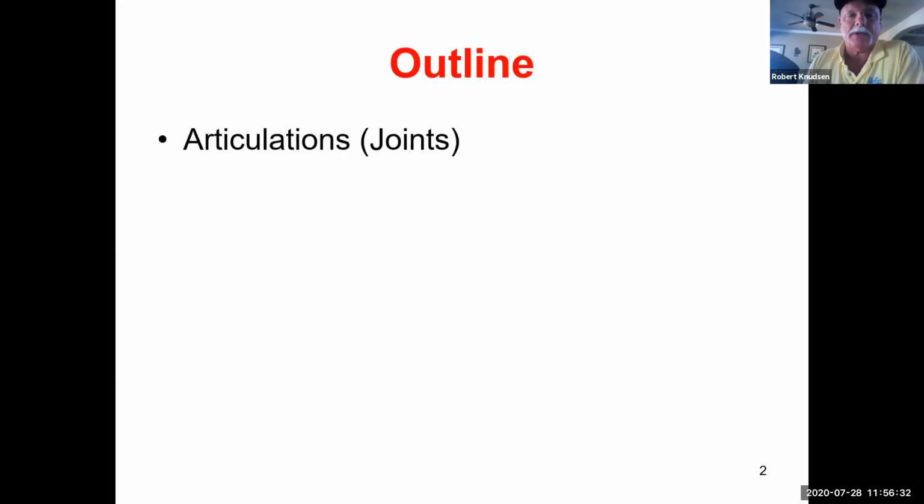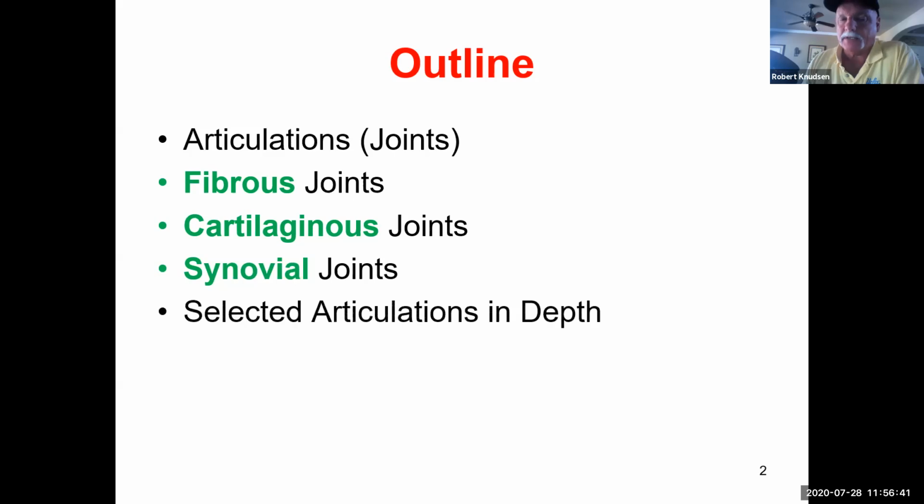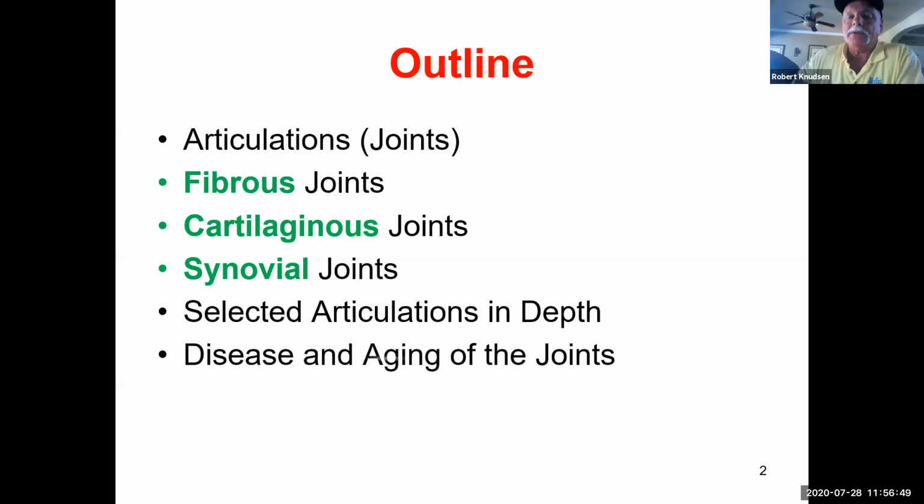Okay. We were going through the outline. I got sidetracked because you guys are taking the exam right now. We talked about fibrous joints, cartilaginous joints, and synovial. We talked about selected articulations, the different places, and I'll go through all the different ligaments and tendons, but you're not going to be tested on it. And we were right here, disease and aging of joints.